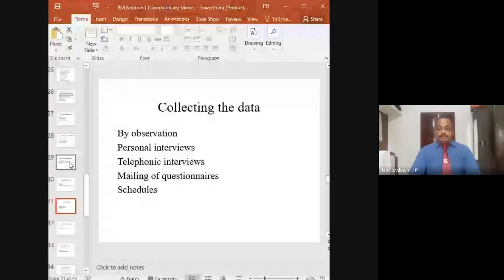Some observers, maybe humans, can observe and collect data, but they have to stay from morning till evening, from the opening of the store to the closing of the store, for several days. They will have to stand and observe the number of people coming and all these details. Even manually it can be done.